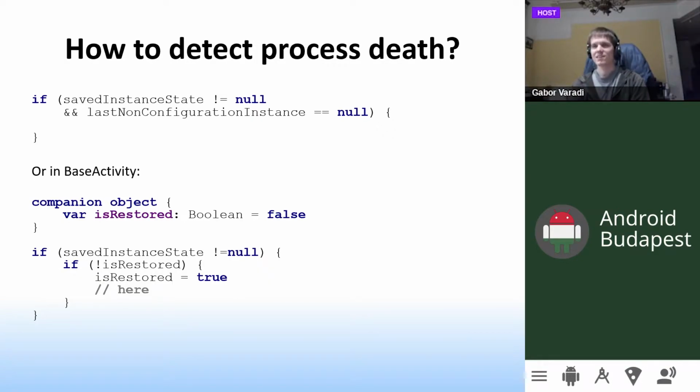So how do you detect if process death happened? In an activity, you can check that saved instance state is not null, and the last non-configuration instance is null. So this would mean that there is state to restore after process death, but there has not been any saved non-configuration instance. This mechanism isn't really available to us anymore, but Google uses it, and it's part of the lifecycle callbacks, onRetainNonConfigurationInstance. So this is a reliable way to detect it. Or in the application globally, you can set a static flag that yes, restoration has happened, and that helps.